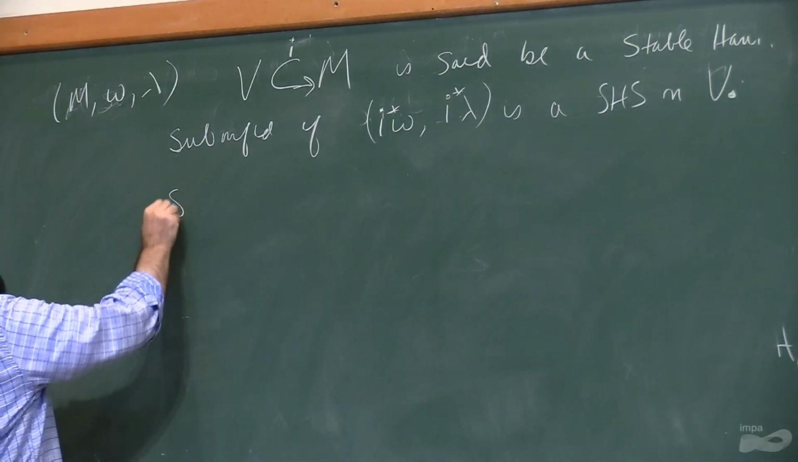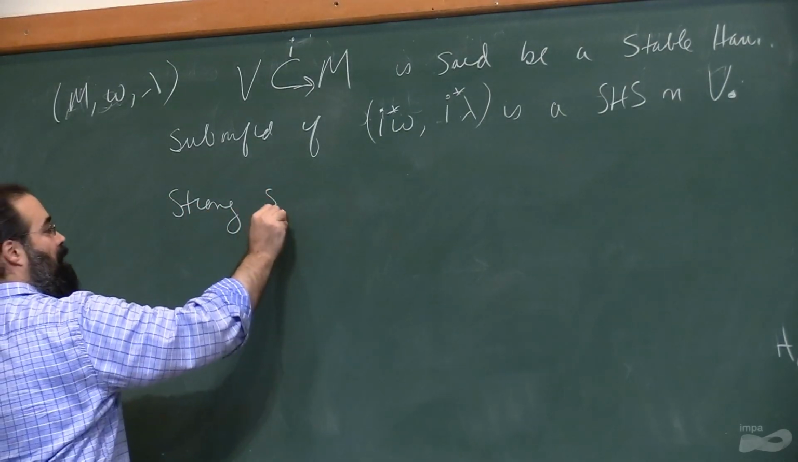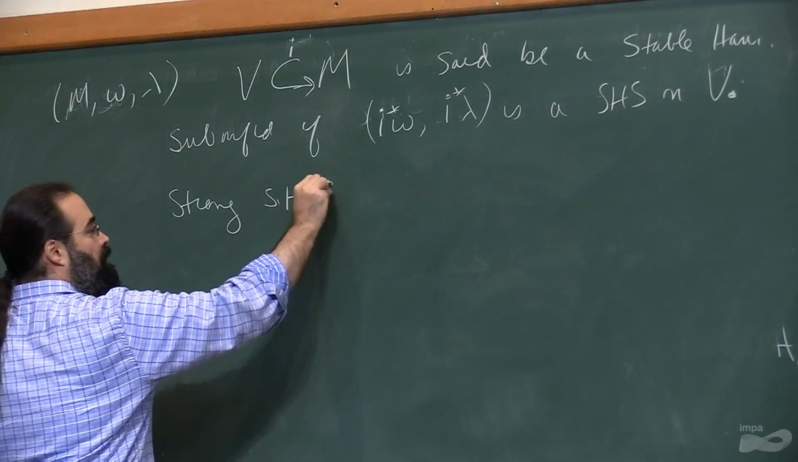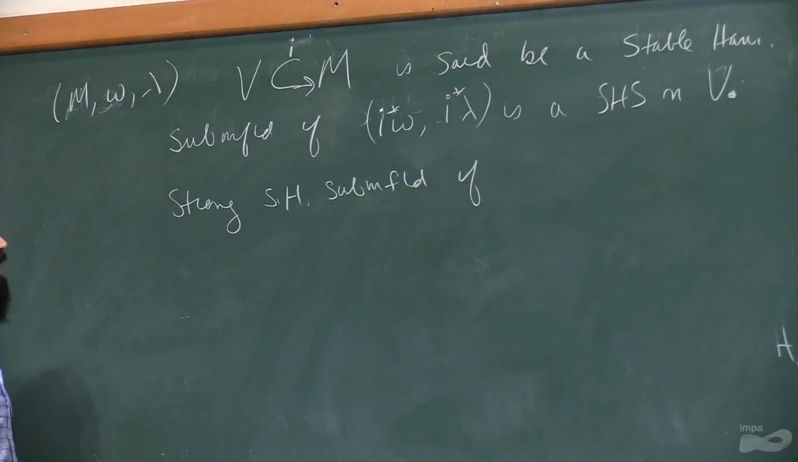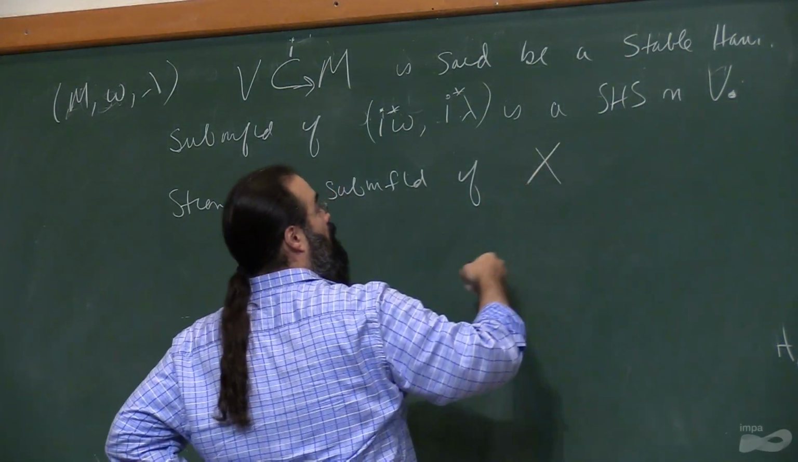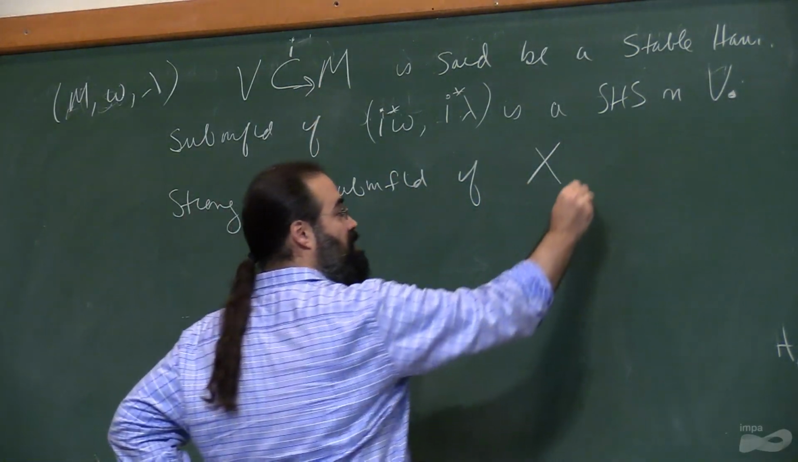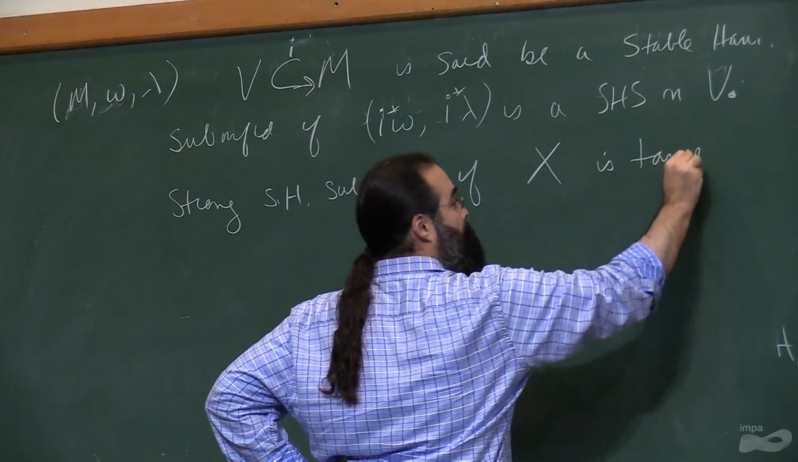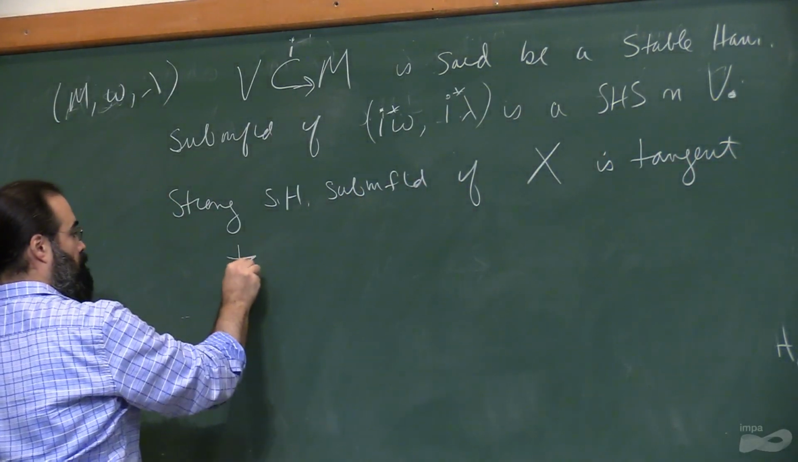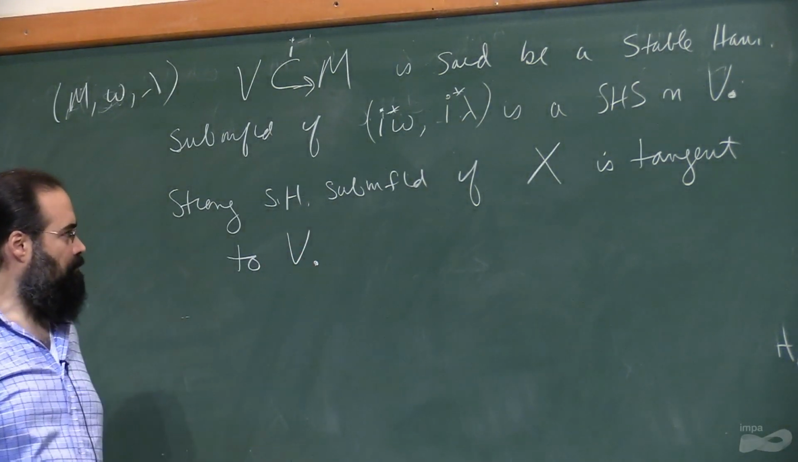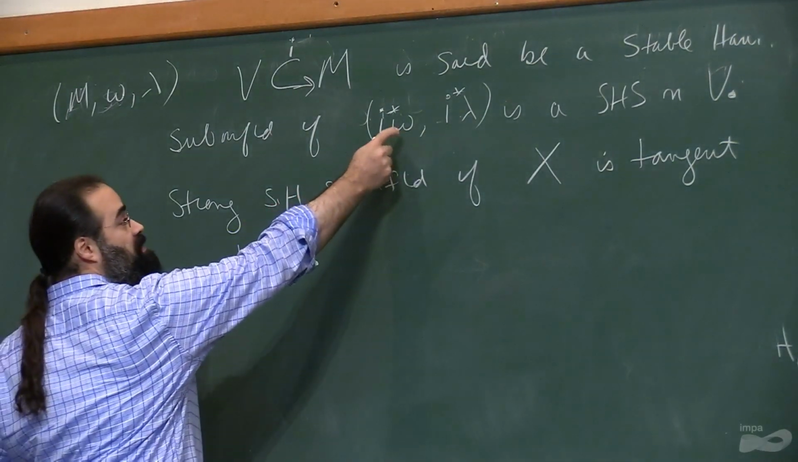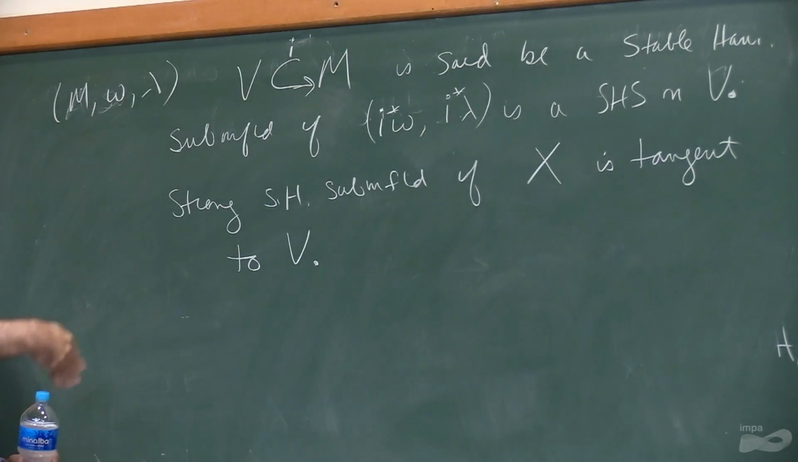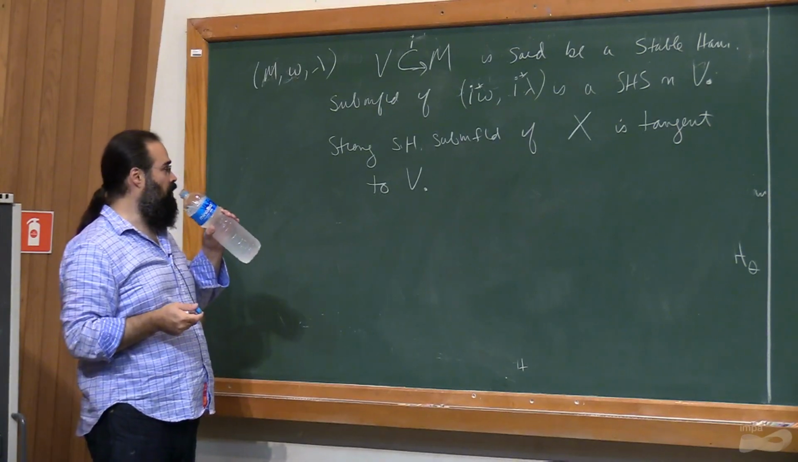And I'll say it's a strong stable Hamiltonian submanifold if, in addition, the Reeb vector field from the ambient manifold is tangent to V. Or that should be equivalent to requiring that the Reeb vector field of this pulled back stable Hamiltonian structure, when I then push it forward by the inclusion map, agrees with the Reeb vector field of the ambient manifold.